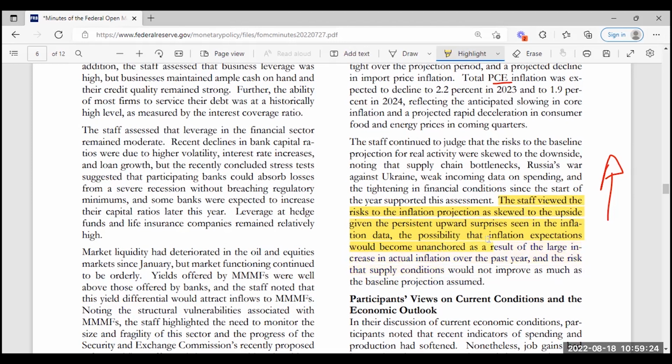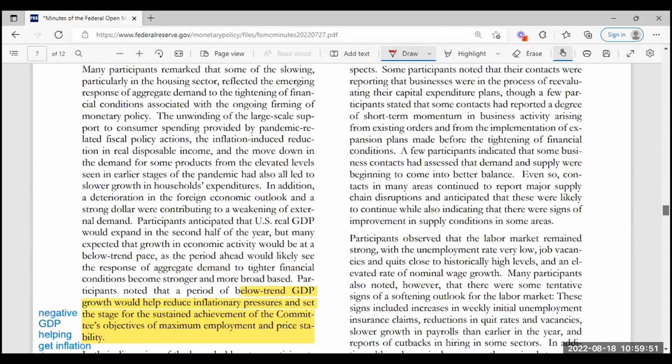So they're saying, look, man, the possibility that inflation expectations could become unanchored as a result of the large increase in actual inflation over the past year, and the risk that supply conditions would not improve as much as a baseline projection assumed. This is very interesting. But if you only read a report and just get the soundbite, you might miss this. To me, this is a big red flag. All right.